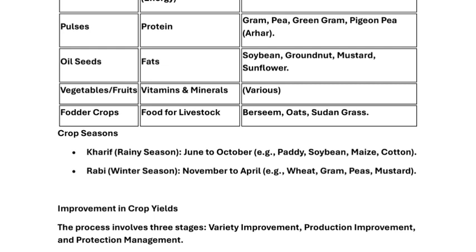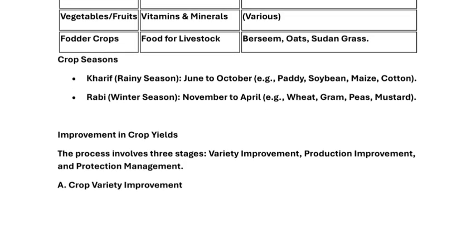Food for livestock. Crop seasons: Kharif, the rainy season from June to October; examples are paddy, soybean, maize, cotton. Rabi, the winter season from November to April; examples are wheat, gram, peas, mustard.